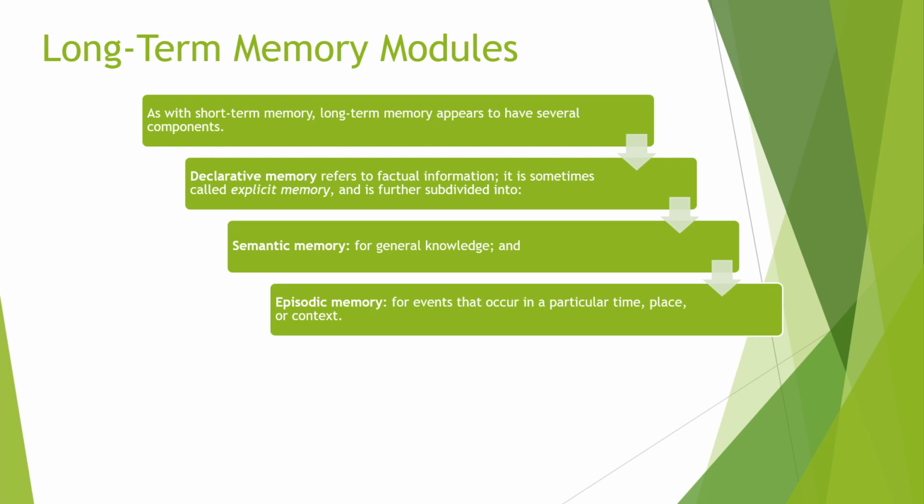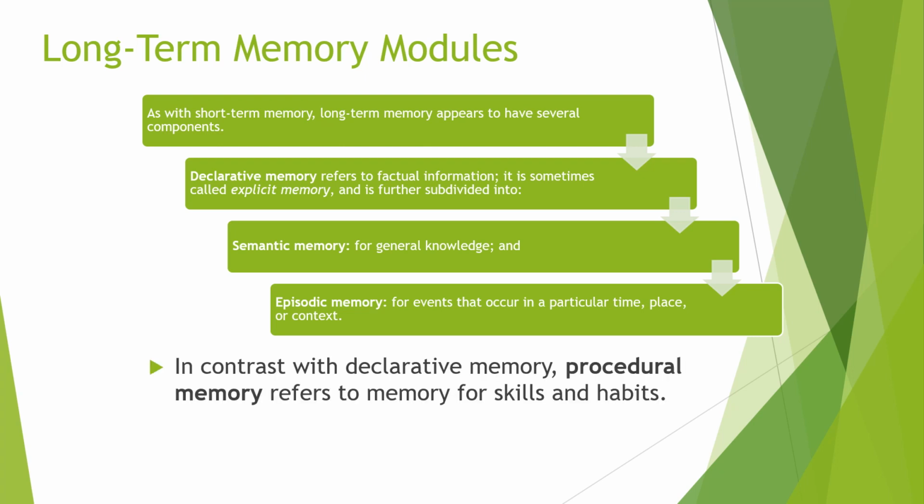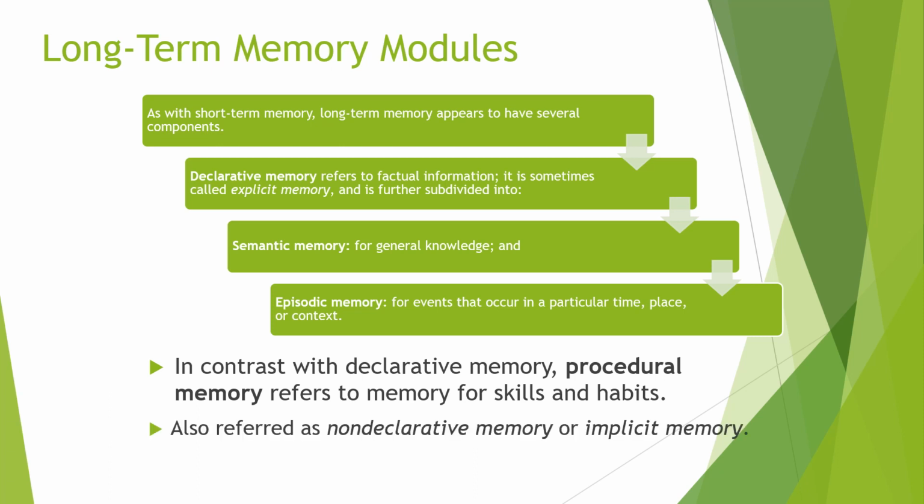Now, the opposite of declarative memory is what we call procedural memory. And this refers to a memory for skills and habits. Just like declarative memory was sometimes called explicit memory, procedural memory is sometimes referred to as non-declarative memory or implicit memory.